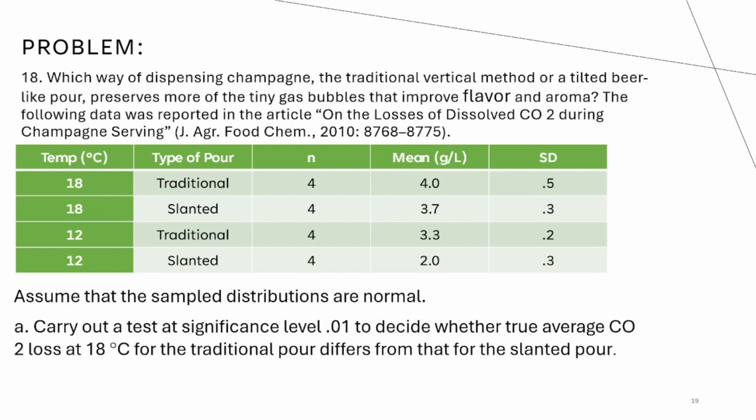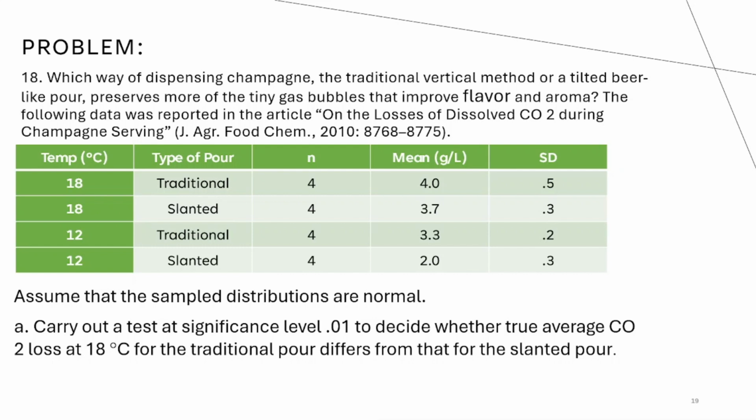We're looking at problem 18 from the book. It's 9.2. The problem's at the end of the section. The question is, which way of dispensing champagne, the traditional vertical method or the tilted beer pour method, preserves more of the tiny bubbles that improve flavor and aroma? So, information that I don't want to live without.